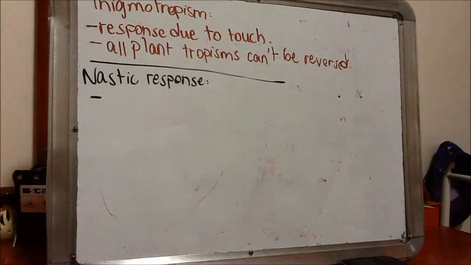So what happens is that there are certain cells or hairs at the bottom of the plant that when a fly comes and it touches those hairs, it triggers the plant to suddenly close. There's a second example, another plant called the Mimosa pudica. I don't know how to pronounce that, but that's what it says in the book.